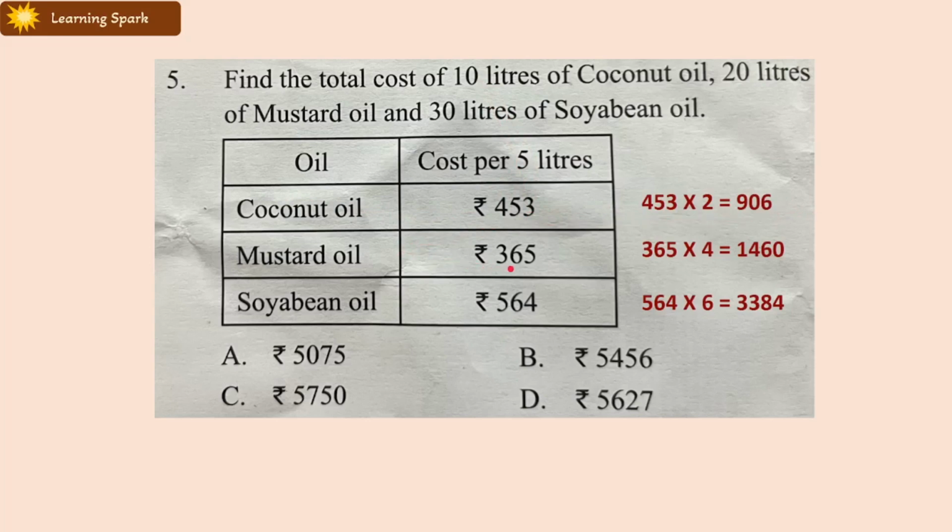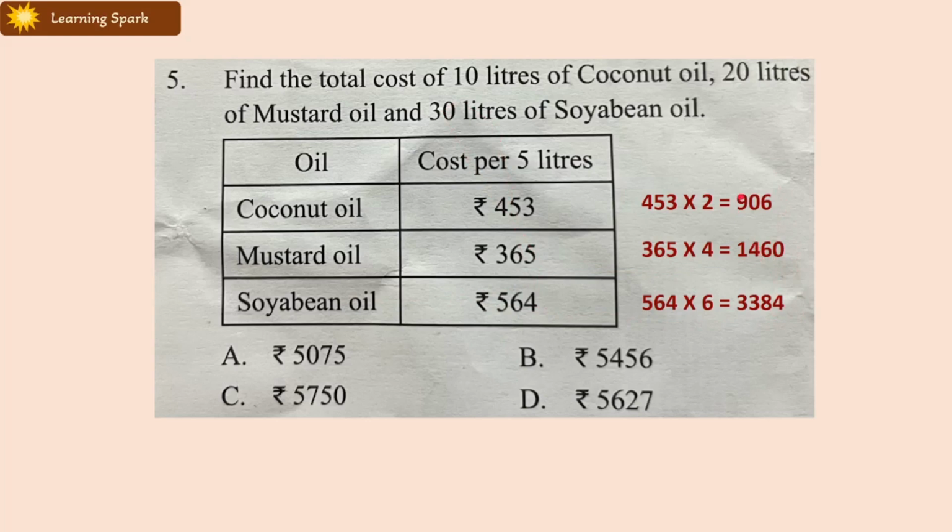For mustard oil, 365 is the cost for 5 liters. So for 20 liters, it will be 4 times, right? 365 into 4, which is 1460. And for soybean oil, it is 564 into 6, it is 6 times, right? So it is 3384. Now we have to add this up.